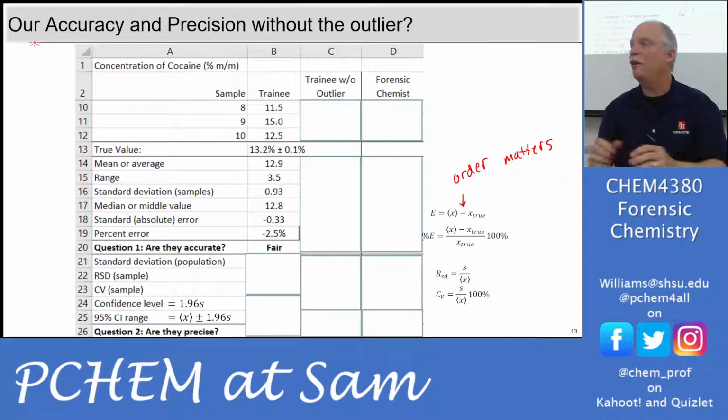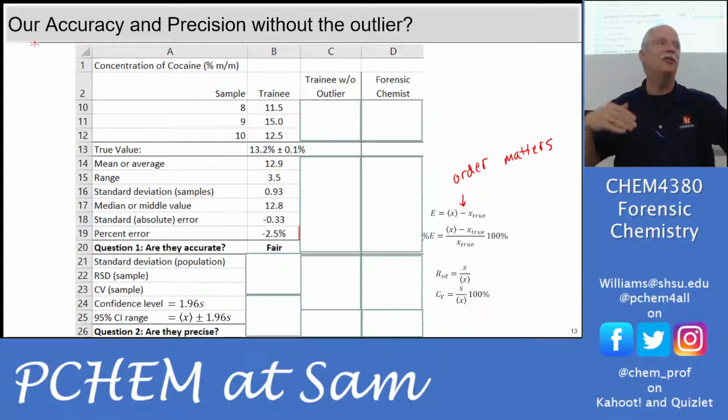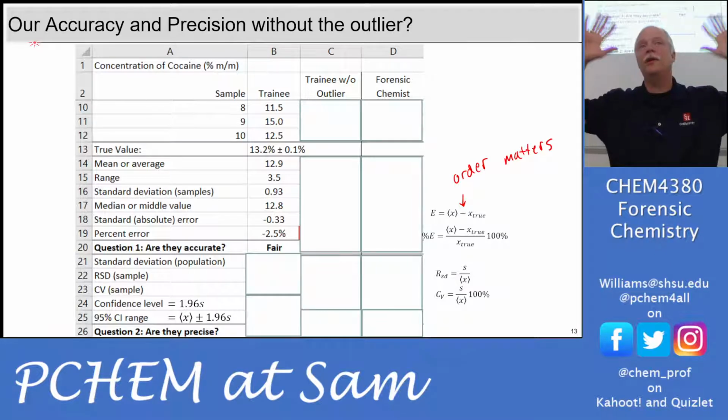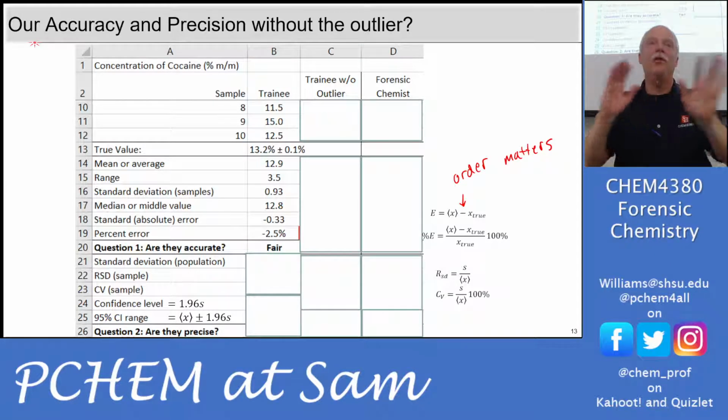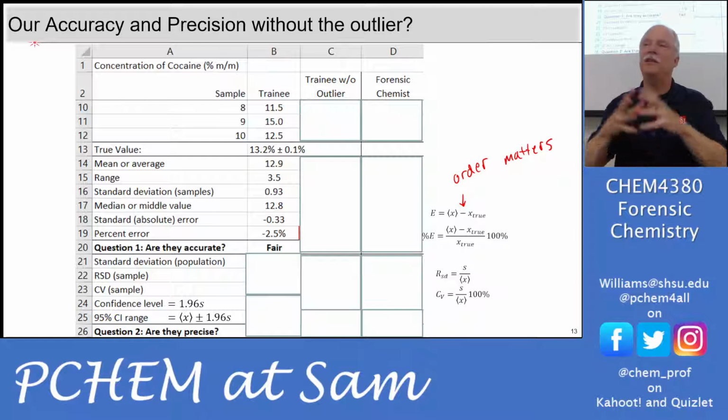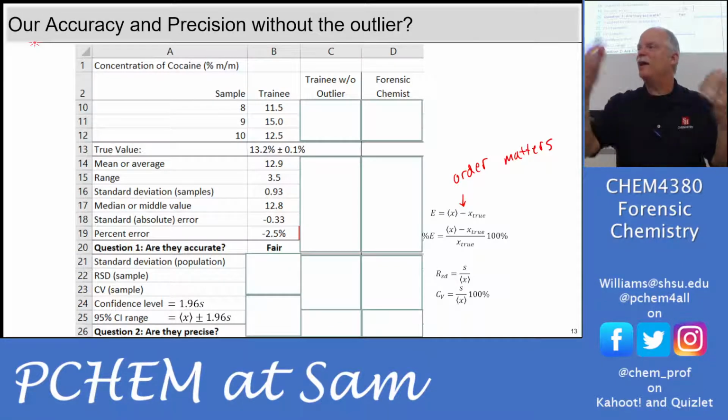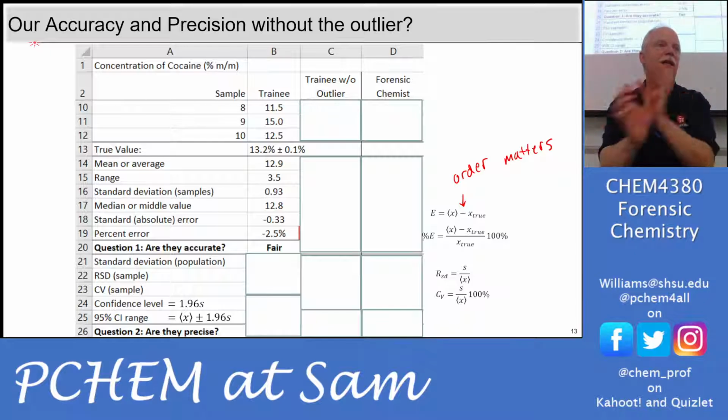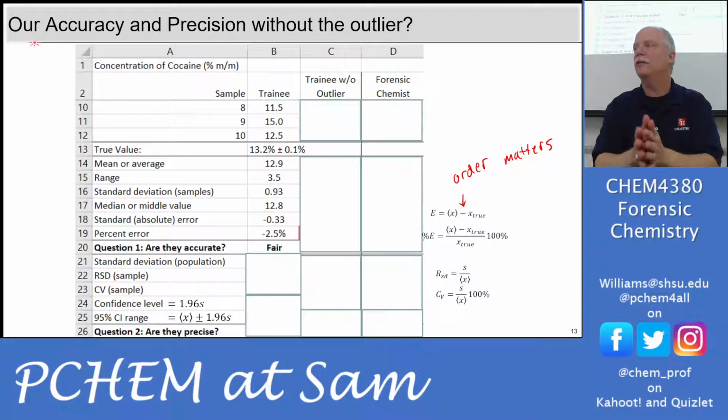Same thing with this error. If your mean is above the true value, I want to see a positive number, which says you were high. So the positive and negative tells you whether you're high or low. And so the order matters. You just think about it: if your mean is above the true value, you want that to be a positive value. And there's only one way to get that. That's mean minus the true value.